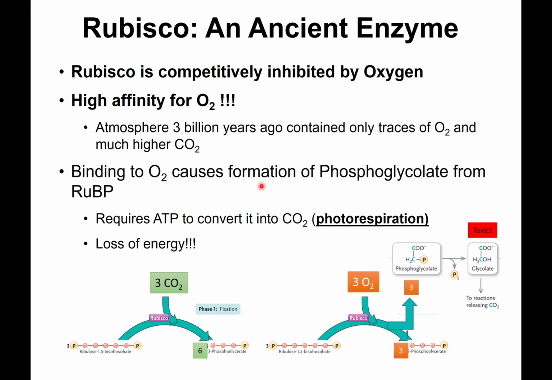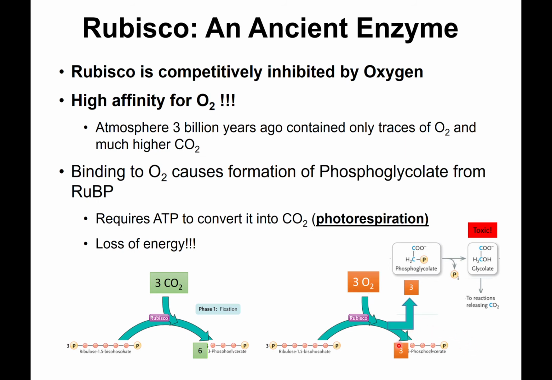And the problem is that when it binds to carbon dioxide, it does its job. It does the first phase of photosynthesis, the fixation part. Beautiful. But if it binds to oxygen instead, which now is very abundant, it doesn't produce 3-phosphoglycerate, but instead it produces phosphoglycolate too.